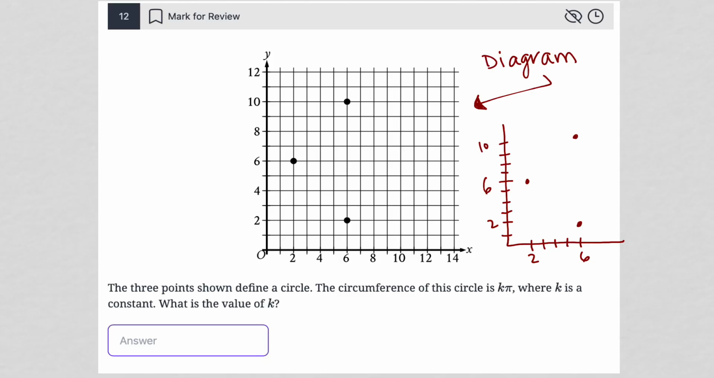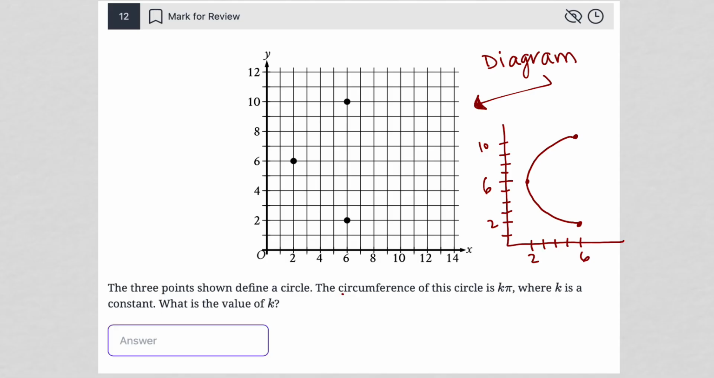Now we're told, let's see, the 3 points shown define a circle. All right, well, these points define a circle. The only way to really get that circle is kind of to go this way, right? Because that means the 3 points are on the circle. This says the circumference of this circle is k pi.